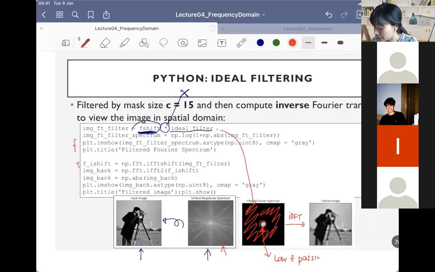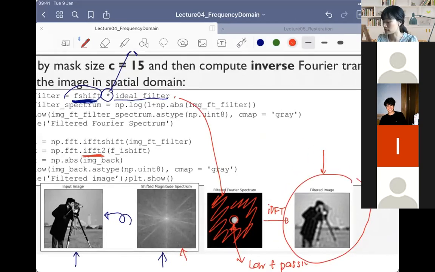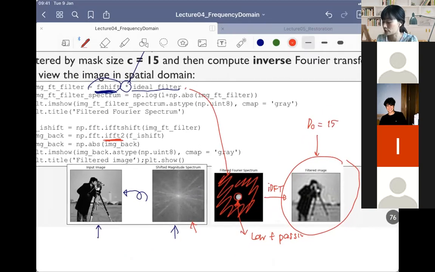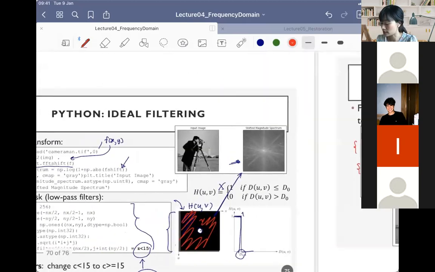And then I shift the image from the center, the origin at the center, back to the original position, and I find the inverse Fourier transform. So this one is actually the filtered image. This image is the result of the ideal low pass filter, when I apply the ideal low pass filter with the cutoff frequency equal to 15, which has been configured here.